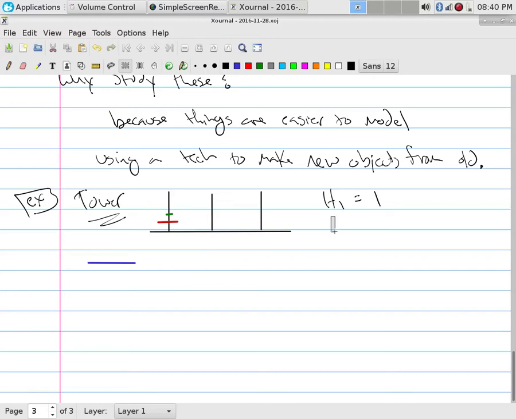For example, what's H2? There's a process here. To solve H2, I would move H1 once, then move the one disk left over, and then move H1 again. So what happened here was I would have two H1s, and then I would move the largest disk at the bottom. And so this is simply 2H1 plus 1.